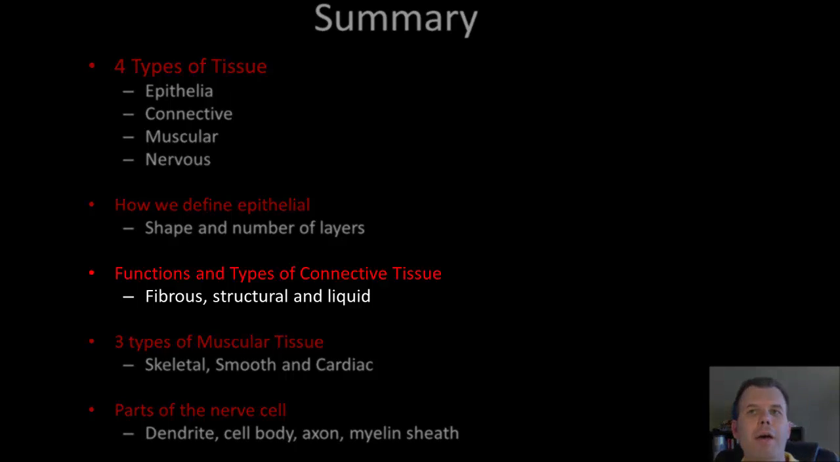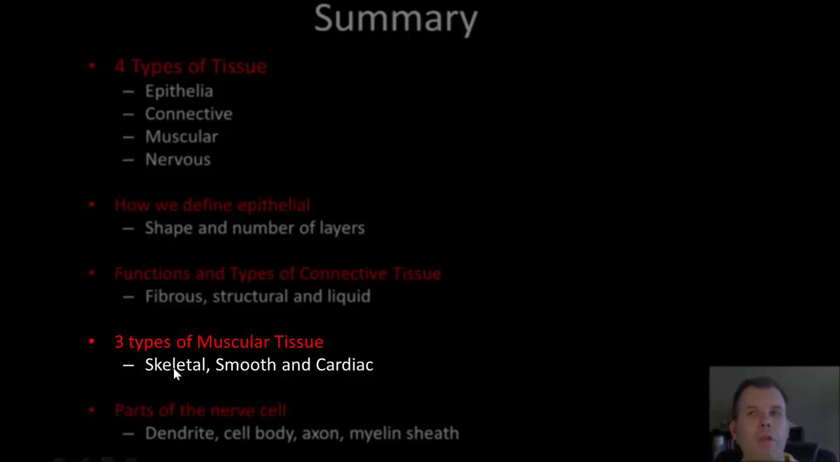Okay, then you have the functions and types of the connective tissue. You have the 3 types, the fibrous, which includes the loose, the dense, and then the adipose tissue. You have the structural, which is your bone and cartilage, and then finally your liquid, which is the blood. And then you have the 3 types of muscular tissue. You have the skeletal, remember, striated skeletal, smooth is smooth, and cardiac has the intercalated disc, all right?